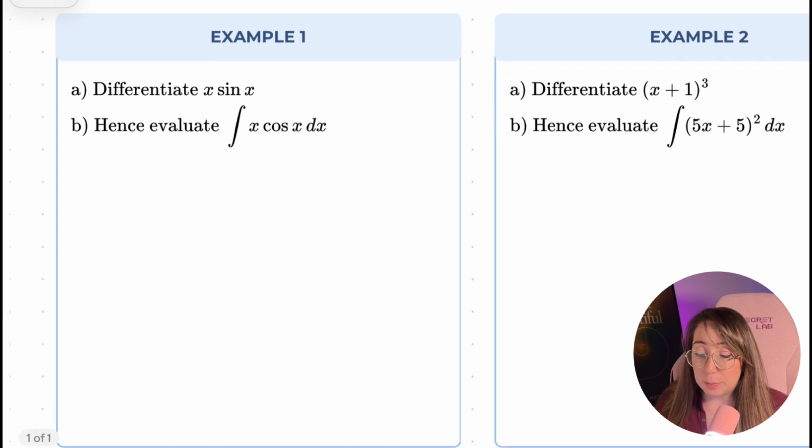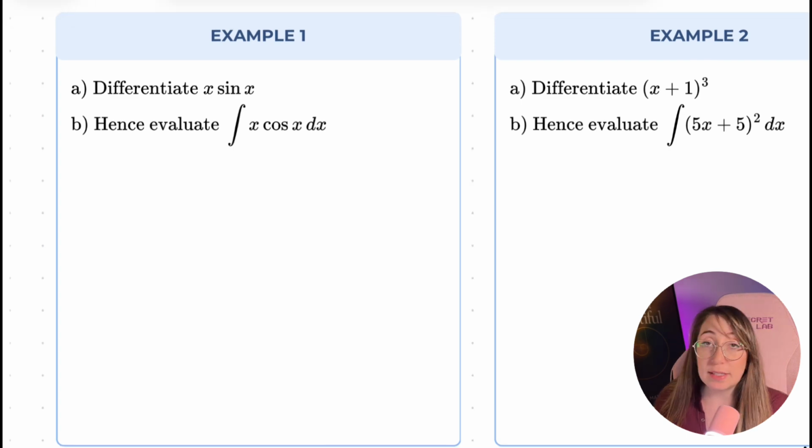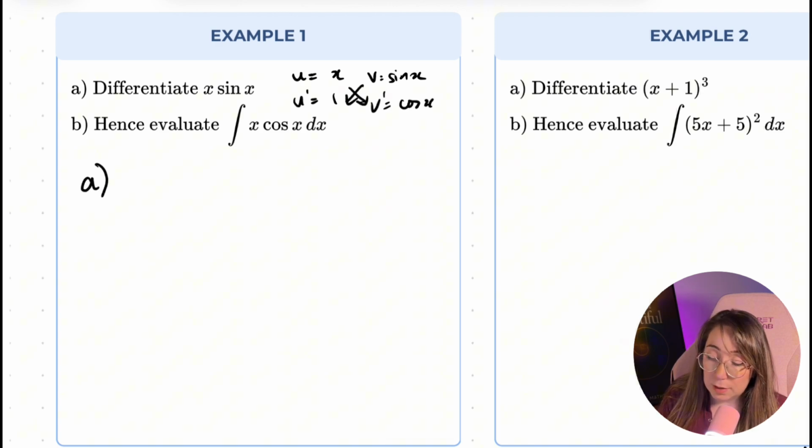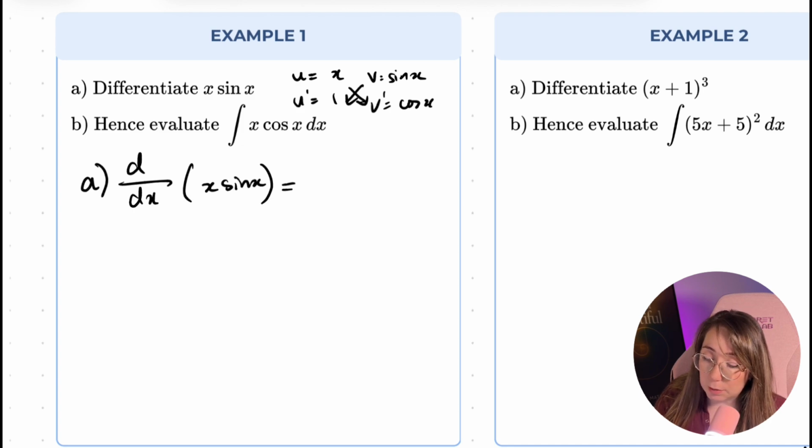So let's do an example together, example 1, and then example 2 is for you to try later on and let me know how you go or if you need any help with it. So let's give it a go. Part A says differentiate x sine x. This is two functions being multiplied with each other, so we need to use the product rule. So I'll quickly write down my two functions, differentiate them separately, and then remember all you need to do is multiply across. So the derivative of x sine x is going to be equal to x times cos x, because I'm multiplying across, plus sine x.